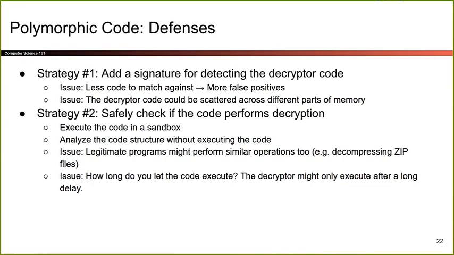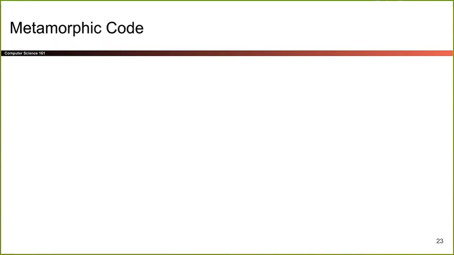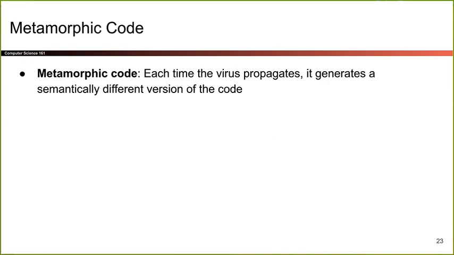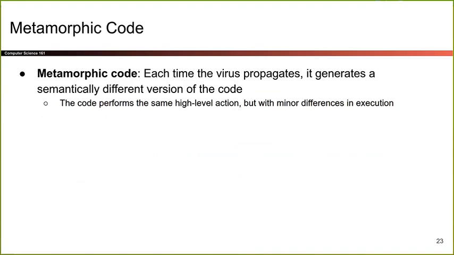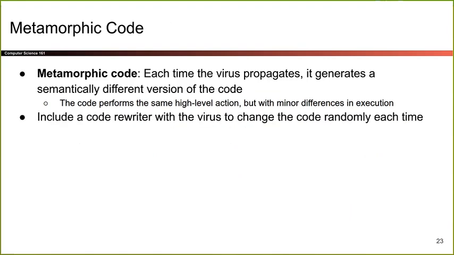So that's one way to make code look different. Another way is called metamorphic code. Metamorphic code says, every time you propagate or spread the virus, generate a different, semantically different version of the code. You can do things like reorder operations or change variable names. And this means that the code itself is still doing the same thing. It's still infecting your computer or deleting files, but the execution itself is going to be slightly different every time.